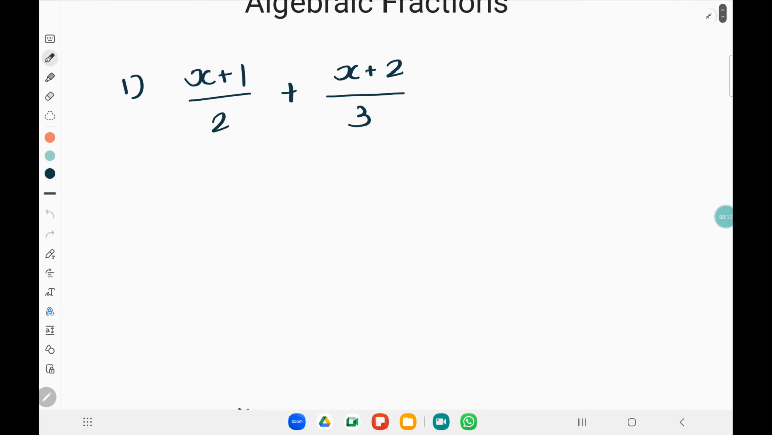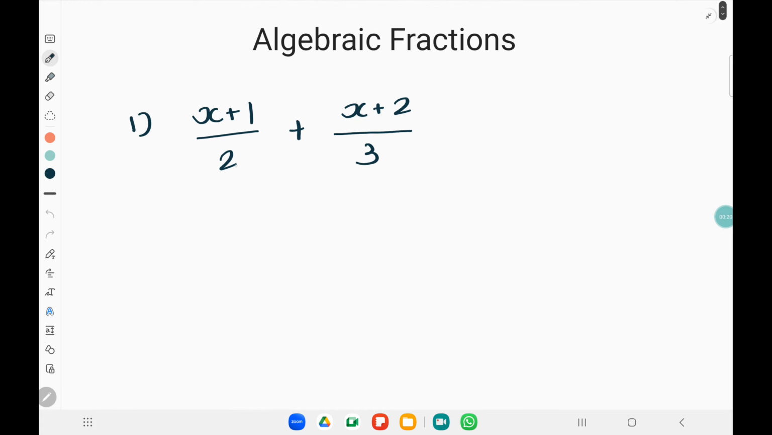So here we are applying both our algebra knowledge as well as our fraction knowledge. Both combined help us to solve a question like this. So let's see how it works. First of all, two fractions are given and we have to add them.